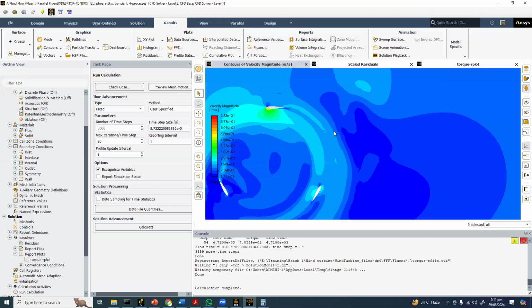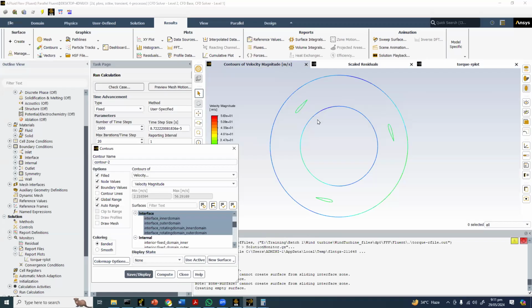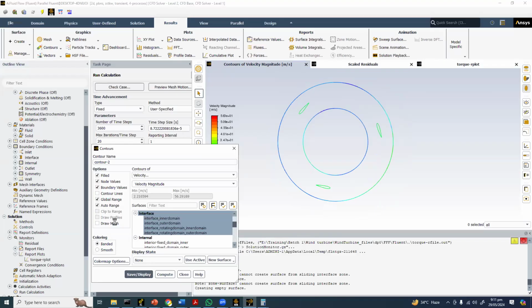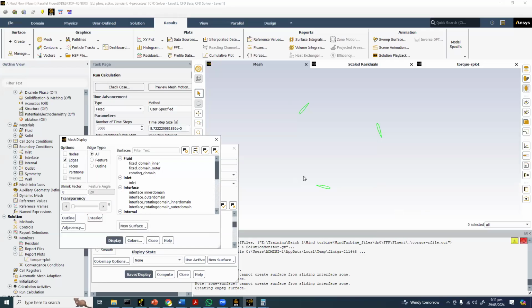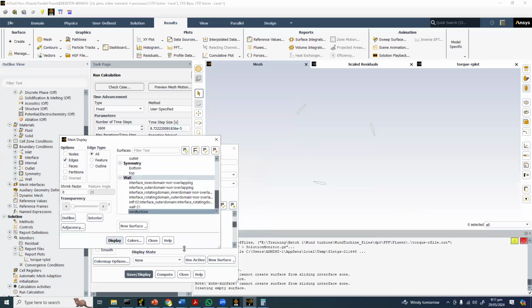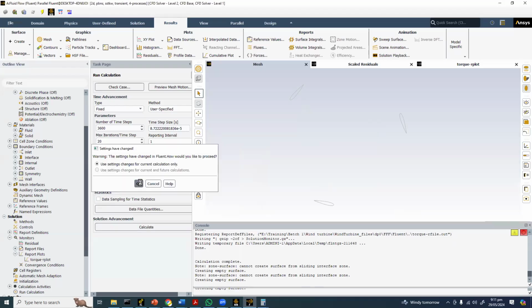I stop the solution here. I just want to check the solution. You can see that we have different blade positions right now. Initially the first blade was here, the second blade here, the third here. Now they are changing their position. You can see it, right? So it is moving, and we can continue with the simulation.